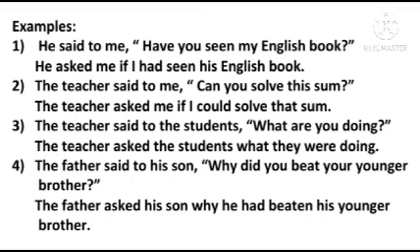Let's see the examples. He said to me, "Have you seen my English book?" He asked me if, see here, the helping verb "have" starts the sentence. Then we'll apply the conjunction if. He asked me if, and as I have told you, we have to convert the sentence into assertive. Here in the question, "have" is the helping verb, then the subject is there. Now in an assertive sentence we'll write first of all the subject, then the helping verb. So, he asked me if I had seen his English book.